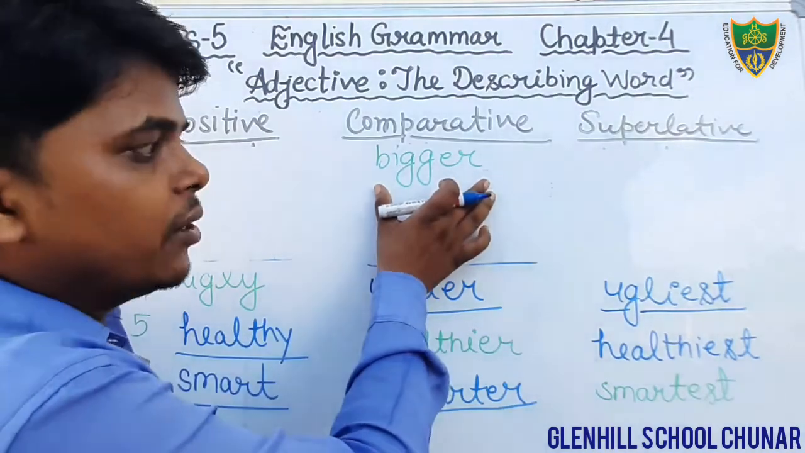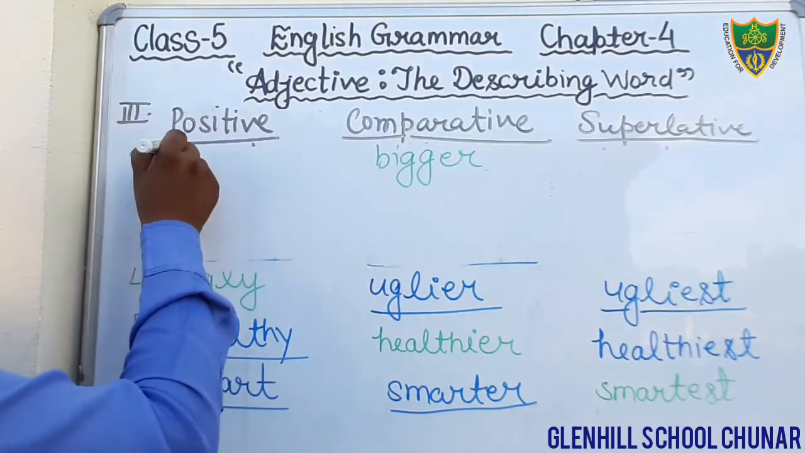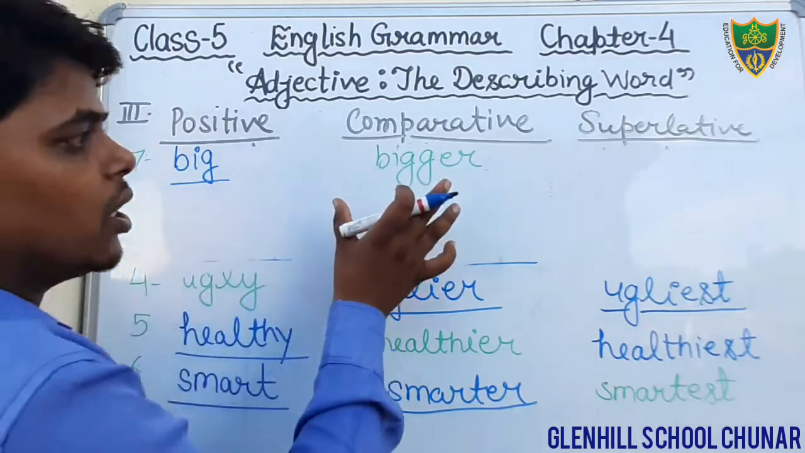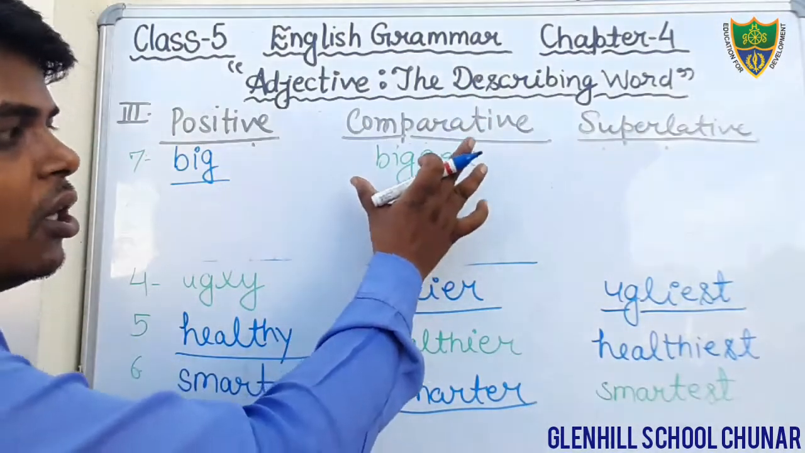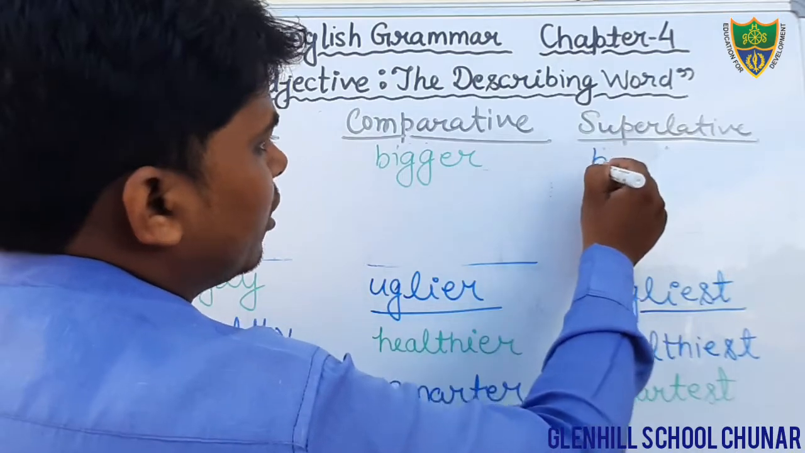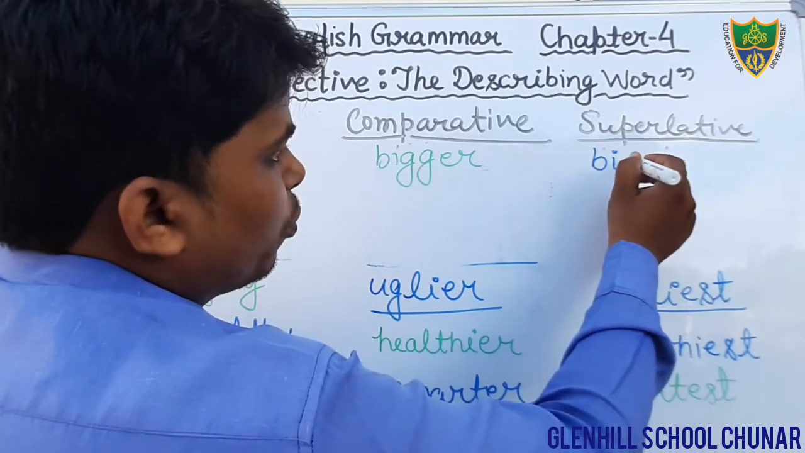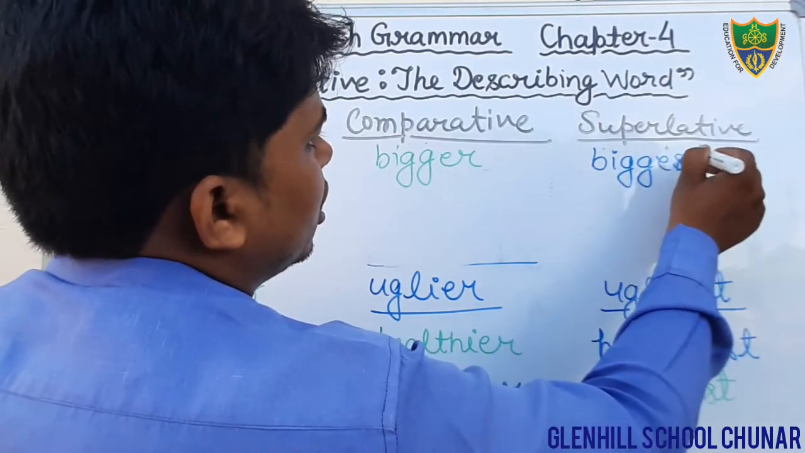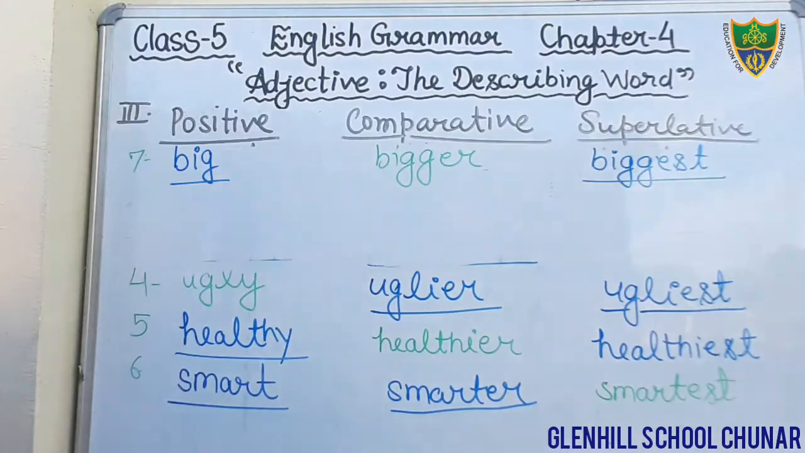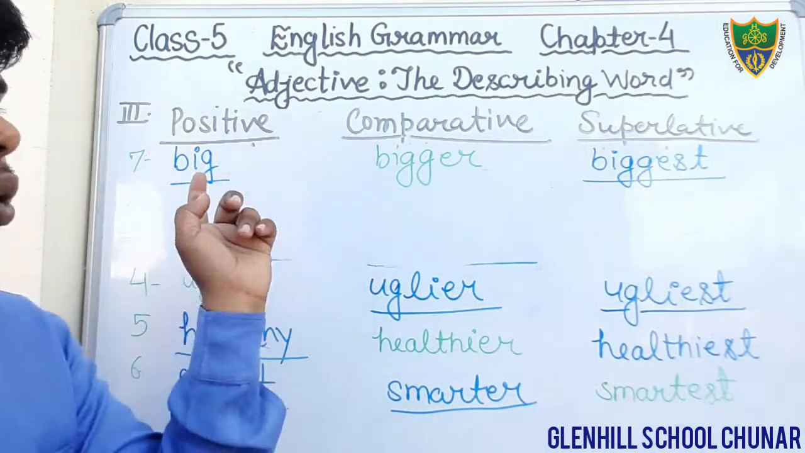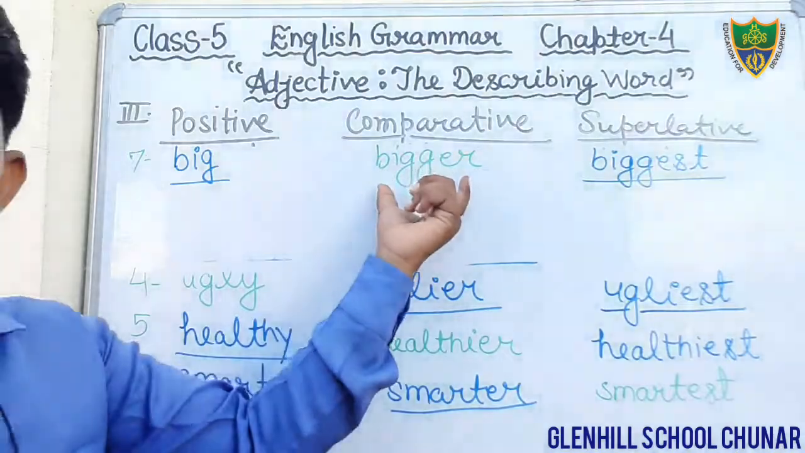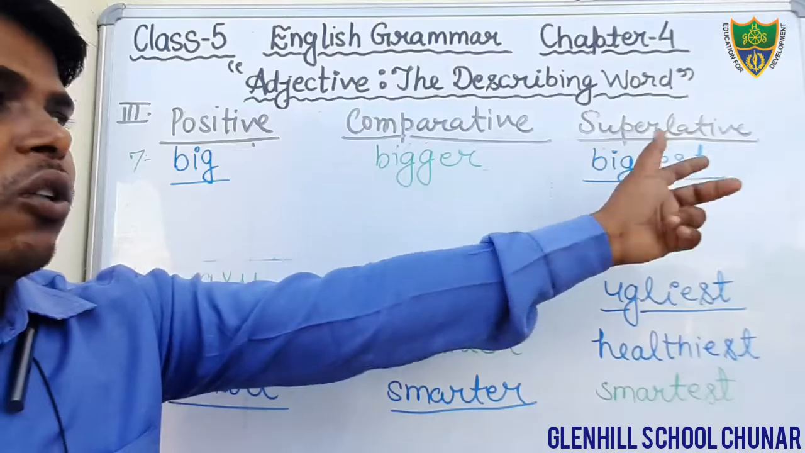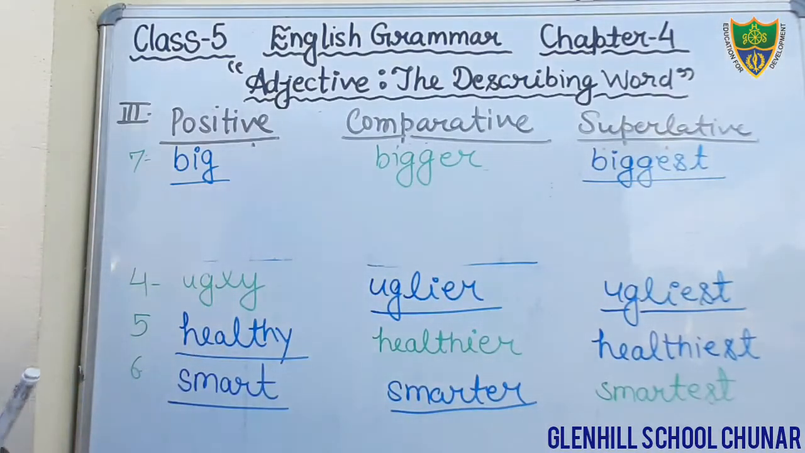Comparative form is given, students. You have to make the positive form. What would be the positive form? Big. Okay, big is the positive degree, bigger is the comparative degree, that is already given in your book. No need to write it. And what would be the suitable, appropriate superlative degree? Biggest. Okay, biggest is the superlative degree. So in question number 7, you will fill the word big. Bigger is already given in your book, no need to write. And in the category of superlative degree, you will fill the word biggest. Okay, students, come to the next question.